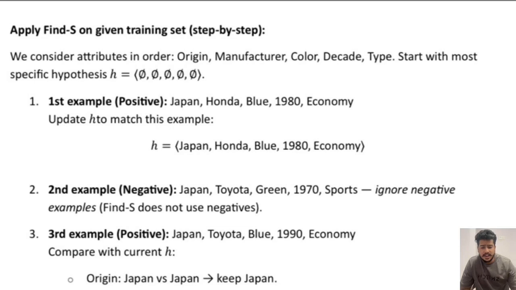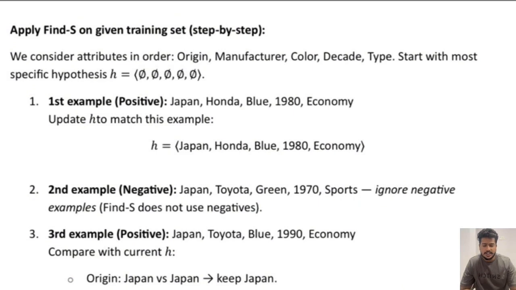Then here you can see we apply Find-S on the training set step by step. We consider attributes in the given order: origin, manufacturer, color, decade, and type. Start with the most specific hypothesis. First example: positive, Japan, Honda, Blue, 1980, economic. Update H to match this. H is equal to Japan, Honda, Blue, 1980, economic.